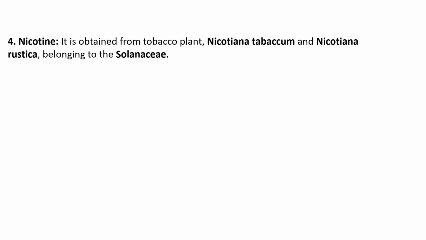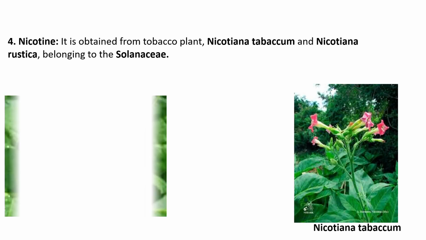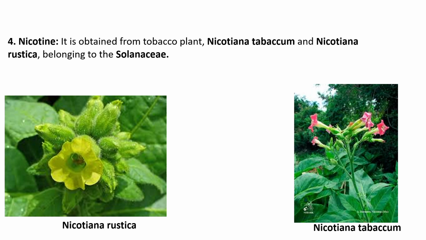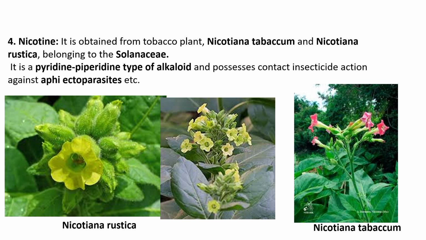Number 4, Nicotine. It is obtained from the tobacco plant, Nicotiana tabacum and Nicotiana rustica, belonging to Solanaceae family. This is Nicotiana tabacum and this is Nicotiana rustica, with yellowish flower. It is a pyridine type of alkaloid and possesses contact insecticide action against aphids and ectoparasites.